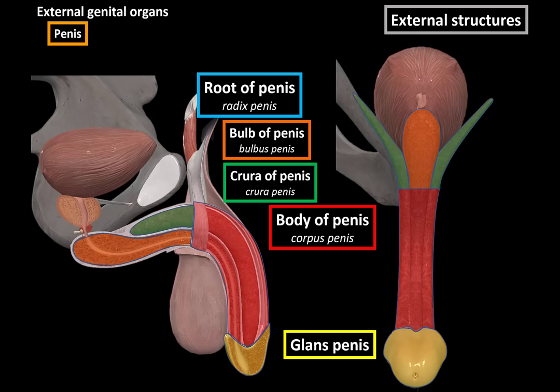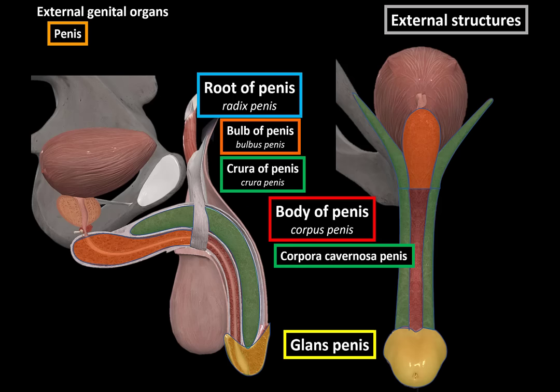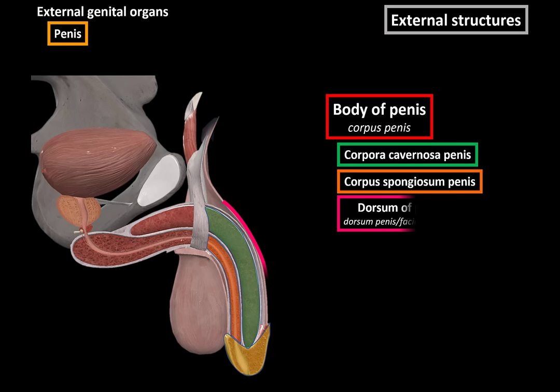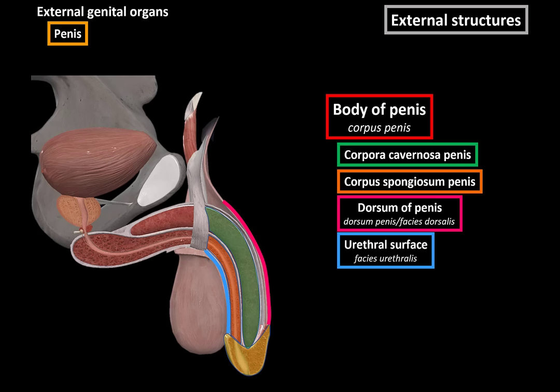Now, the body of penis is also composed of corpora cavernosa and the corpus spongiosum, but anatomically, the body of penis has surfaces as well. It has a dorsum of penis, which is the anterior surface in a flaccid state in anatomical position. And when erect, it becomes the upper to posterior surface. It has a urethral surface, which is the surface facing the scrotum.